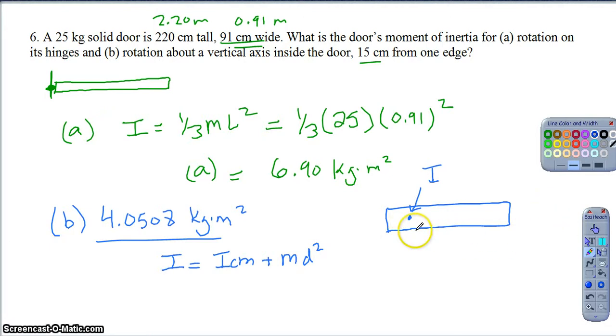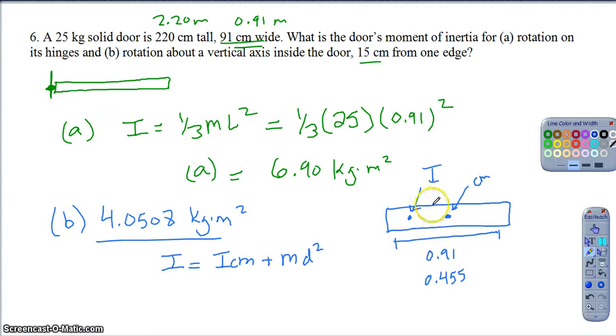So we know for a door, if we're assuming it's a uniform door, which we will, the center of mass would be right in the geometric center of this door. So it's right there, and we've got that to work with. We know the door is 91 centimeters wide, so 0.91 meters. The center of that would be half of that, so 0.455 meters, which is half of 91, 45.5 centimeters.